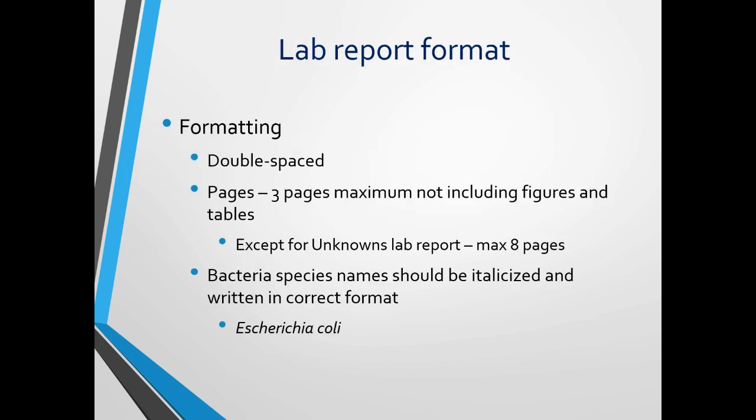The lab report should be typed, obviously, double-spaced, and 3 pages maximum without including figures and tables, except for the unknowns lab, which is a longer lab. The maximum page number is 8 for this. And bacteria species names should be italicized and written in the correct format. So for example, if you're writing Escherichia coli, Escherichia is the genus name. The first letter should be uppercase and the rest of the letters are lowercase. Coli is the species name. It should be all in lowercase.